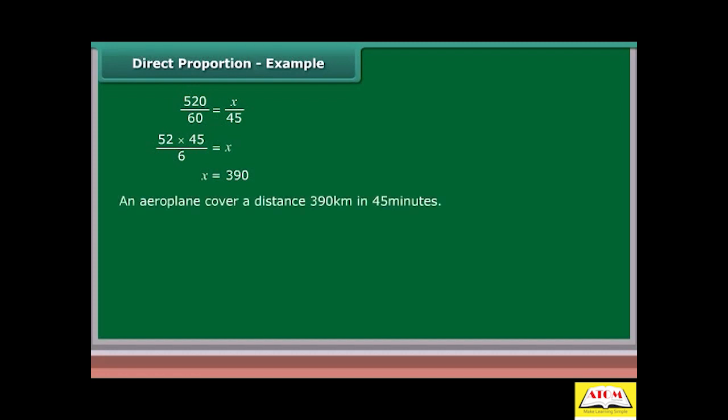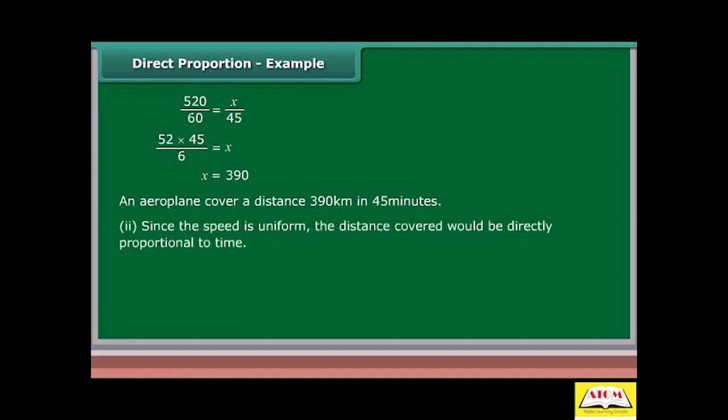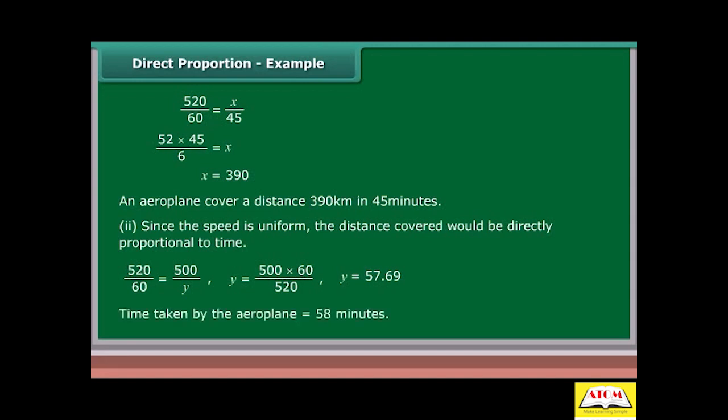An airplane covers a distance of 390 kilometers in 45 minutes. Since the speed is uniform, the distance covered would be directly proportional to the time. 520 upon 60 is equal to 500 upon y. So y is equal to 500 into 60 upon 520. y is equal to 57.69. Time taken by the aeroplane is approximately 58 minutes.